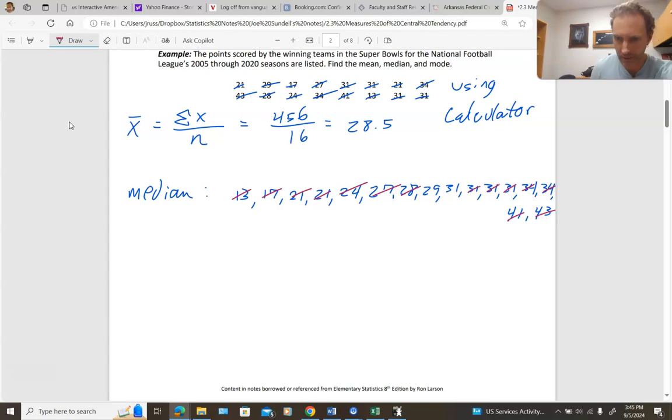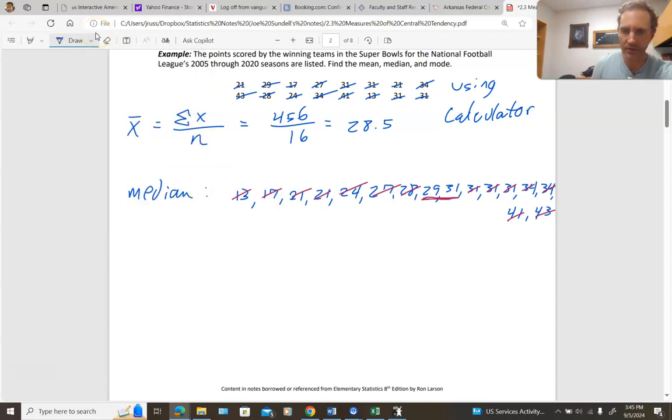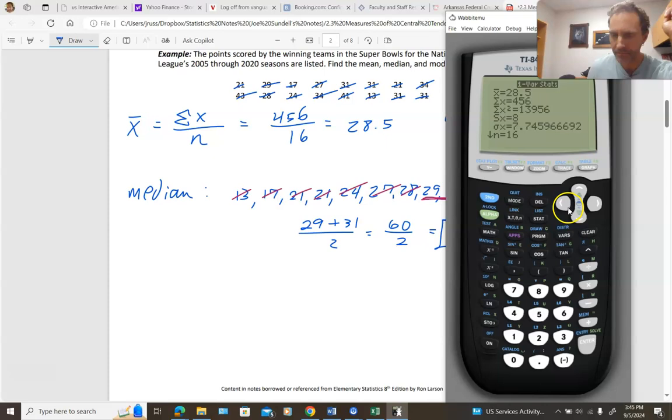So we're getting close, and you can see that actually there's two in the middle, okay? So the median would be the average of these two. So 29 plus 31 divided by 2 is going to be 60 divided by 2, which is 30. So 30 is the median. Now I want to show you, if I go back to the calculator and I scroll down, it'll also give me the median. See, it's 30, okay?